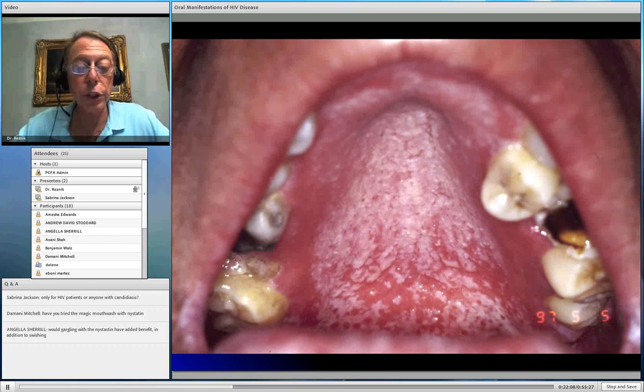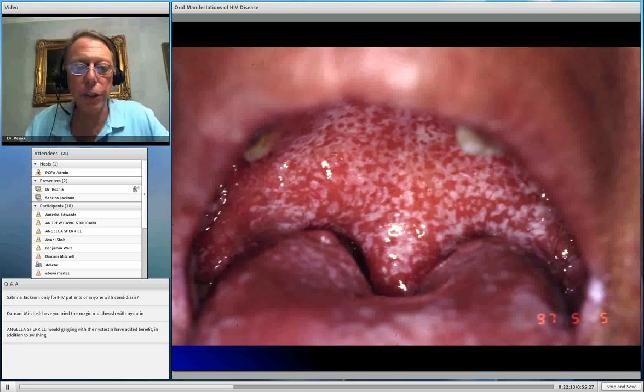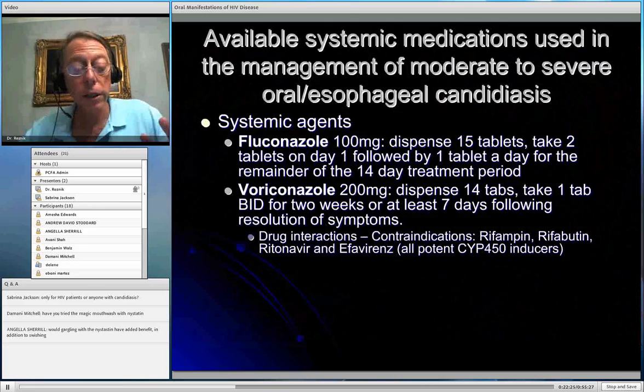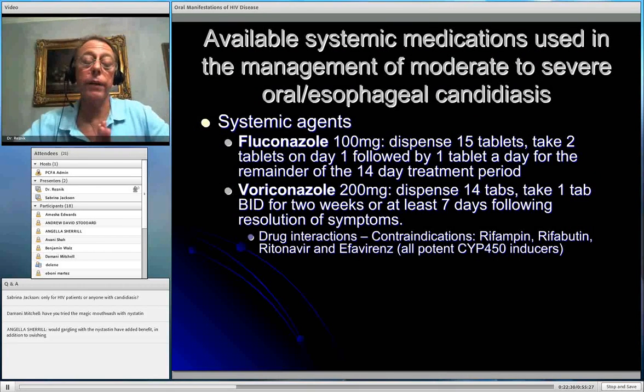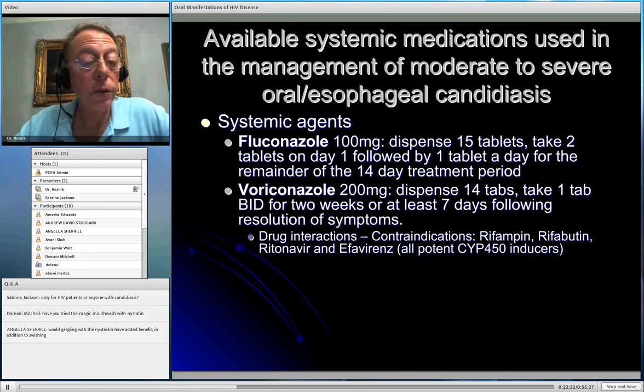are cases I would consider too great an extent to use a topical. You need to use a systemic medication. Here again is another example where the medication won't be in contact with the plaques in the posterior oropharynx on the uvula long enough to have the desired effect. So here we use systemic therapies, and there are two I've listed. The most common and by far the most used is fluconazole, which is take 2 on the first day and then 1 for the rest of that 2-week period.